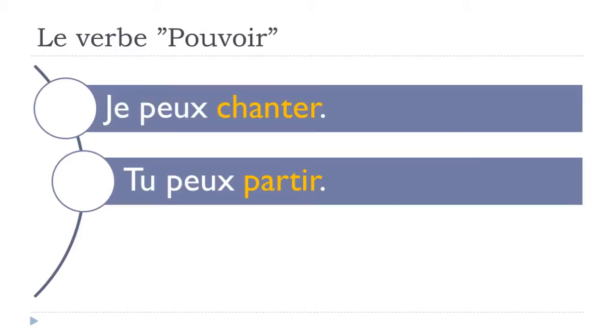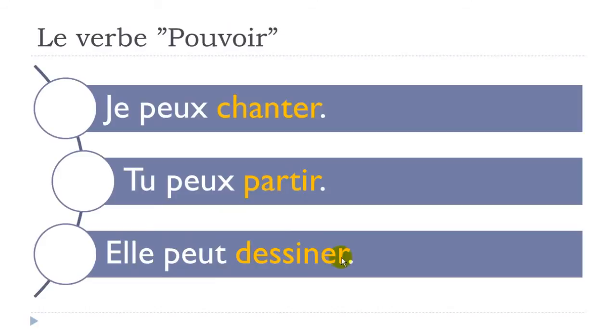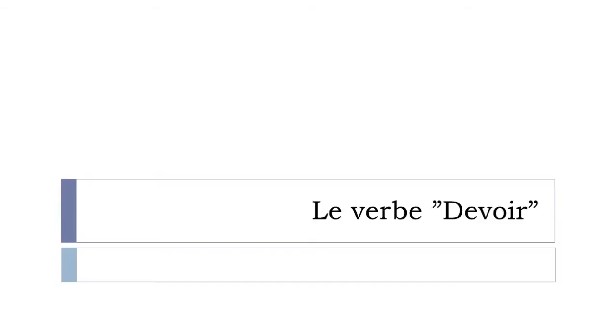All right. Elle peut dessiner. Dessiner is to draw. Elle peut dessiner. She can draw. And in this lesson, we will try to focus on le verbe devoir. Devoir means to must. So it's quite useful. And especially, it's not a regular verb, so it's always good to spend a few minutes on the conjugation at the present of this verb.